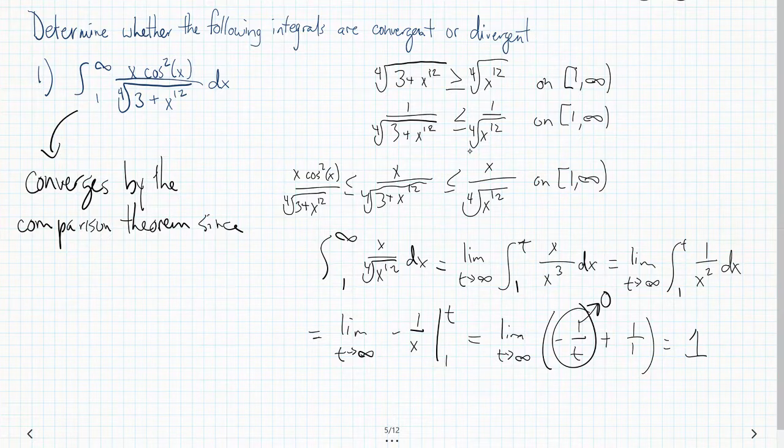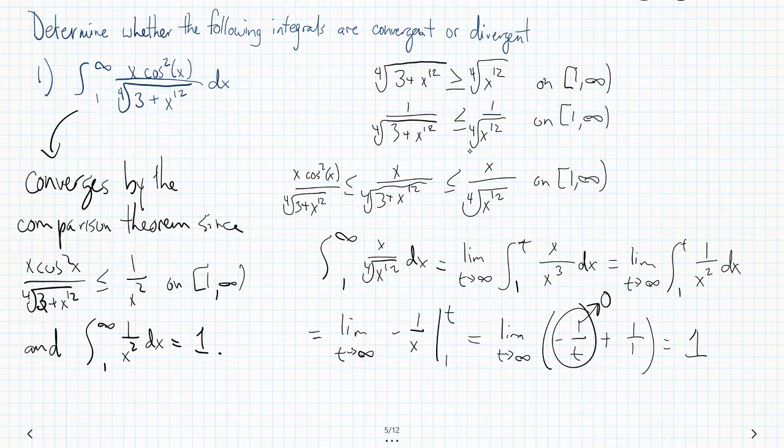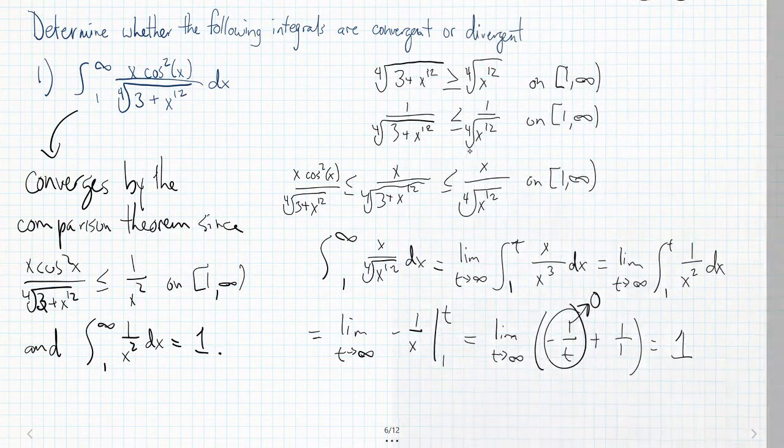Since we have x cosine squared x over the 4th root of 3 plus x to the 12th is less than or equal to, well, we found it's less than or equal to 1 over x squared on the interval 1 to infinity, and the integral from 1 to infinity of 1 over x squared dx equals 1. Right. So we have this thing converging by the comparison theorem. Notice, not even touching the integral. That's the nice part here. So we can get away without working around that integral and get an answer. Otherwise, that would be actually quite difficult to do.